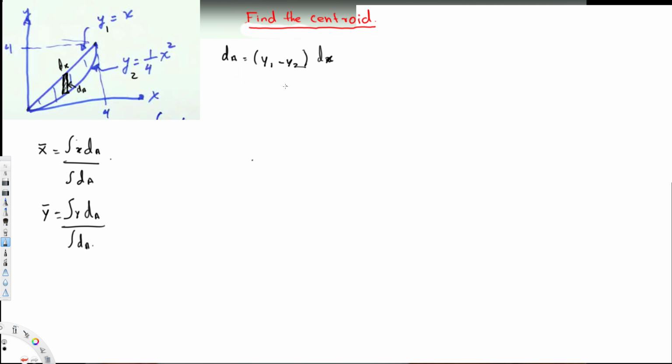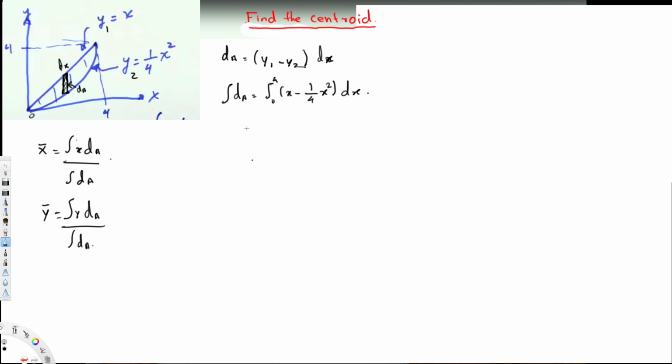In this case we can integrate this one, the integral of dA, with the integral from 0 to 4. Instead of y1 I can substitute x right here, so it's going to be x minus, and for y2 I substitute 1 over 4 x square, times dx.